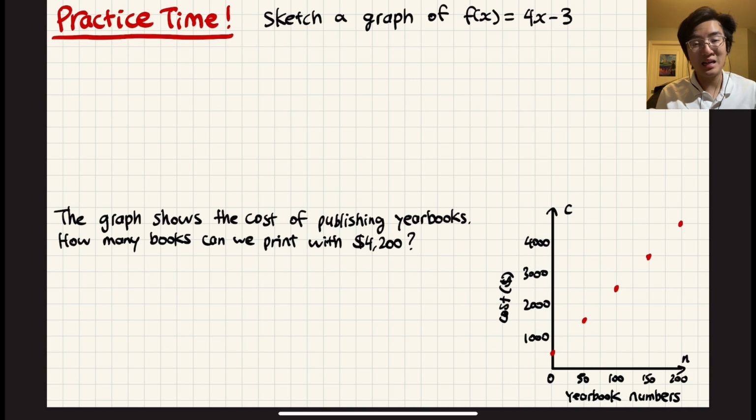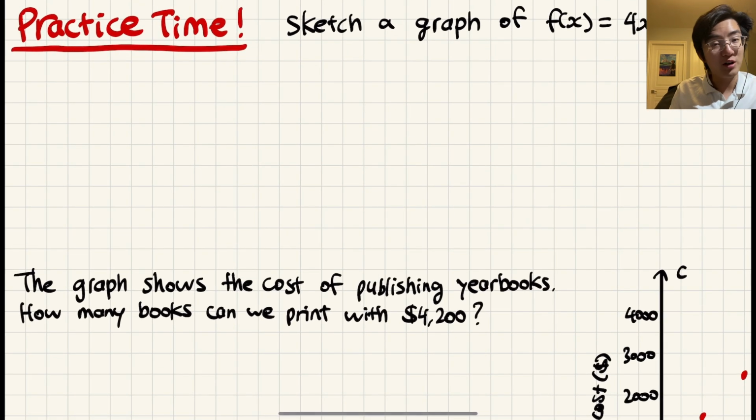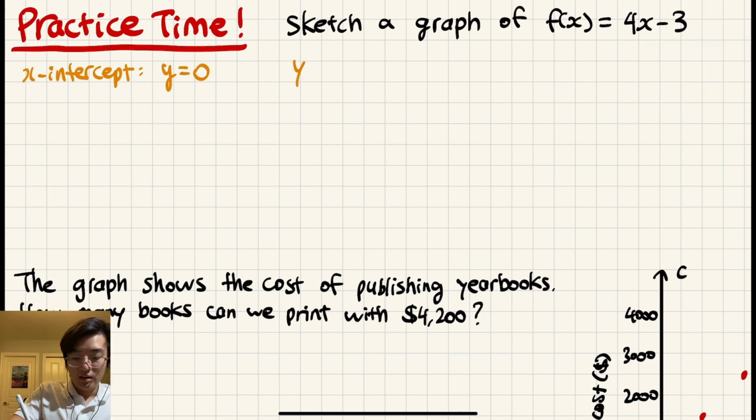Okay, so hope you had some time to do those questions, and let's get to it then. Sketch a graph of 4x minus 3. Once again, we find the x-intercept and the y-intercept. The x-intercept is when y is 0, and the y-intercept is when x is 0, okay?